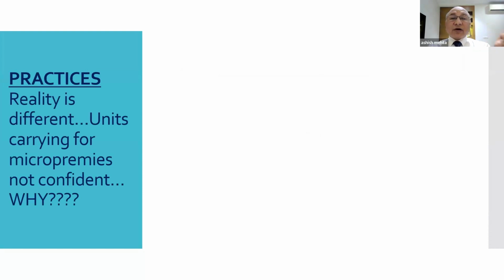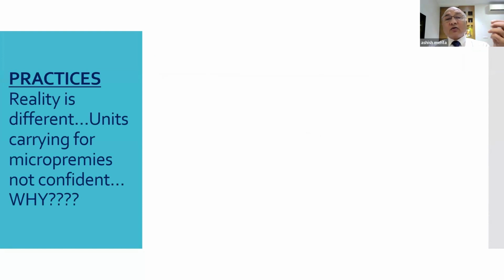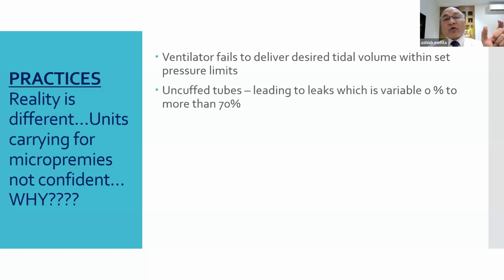But then why are we not confident about this? Why in our unit, in India also or the world over, are people still not finding it very useful? We all went with pressure limit. What is the problem? The ventilator fails to deliver the desired tidal volume within the set pressure limit. We do not have a proper ventilator. Our tubes are uncuffed tubes. And because of the uncuffed tube, there is going to be leak. And when leak is more than 30%, the manufacturers themselves tell us that this is of no use.